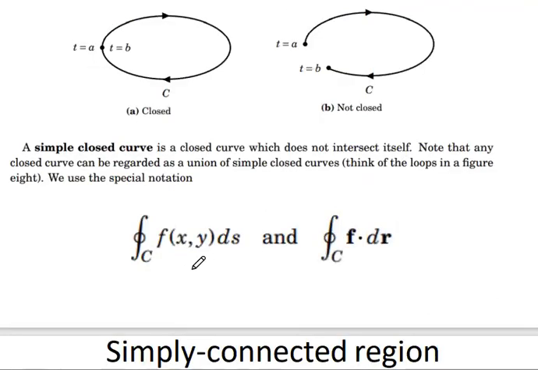Okay, so this is how we denote the line integral of a scalar function over a simple closed path. We use this notation to denote the line integral of f over a simple closed path. This is the line integral of a vector valued function over a simple closed path, right? And this is a line integral of a scalar valued function over a simple path, right?